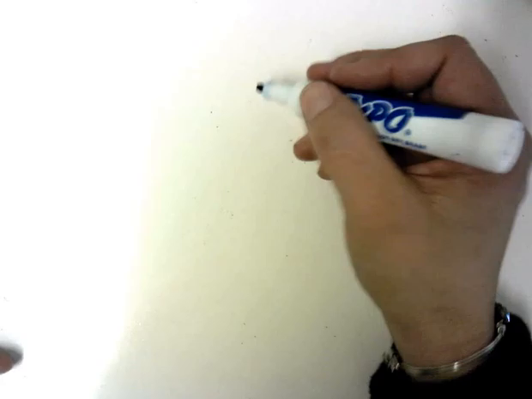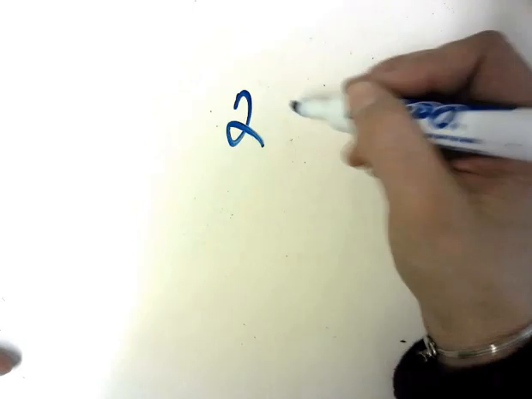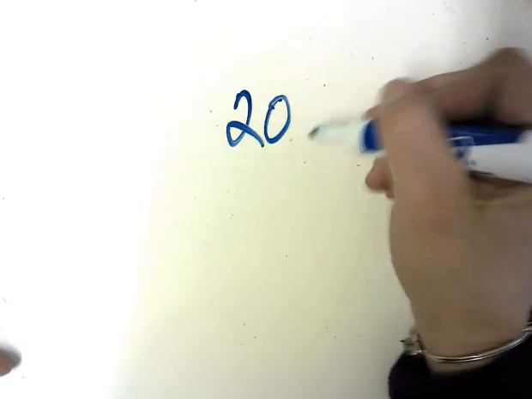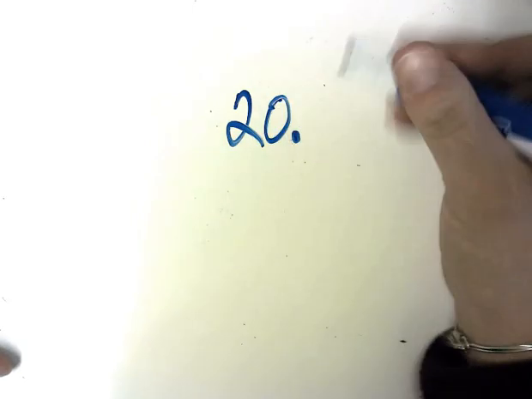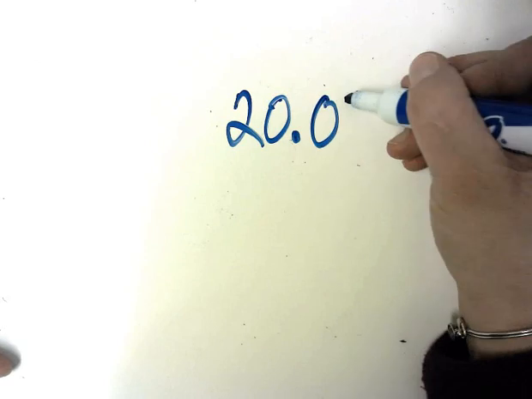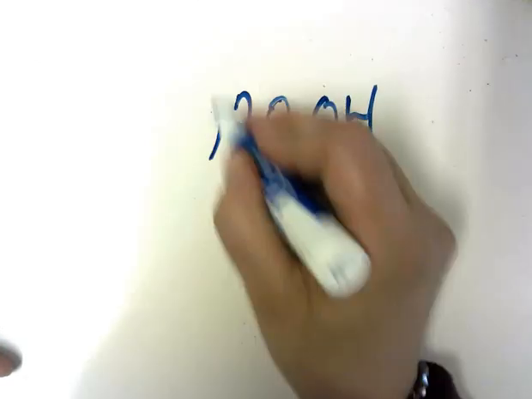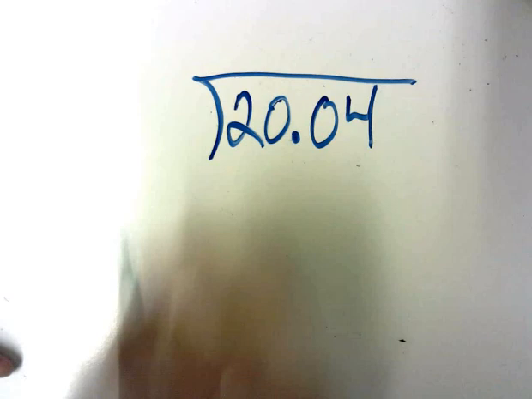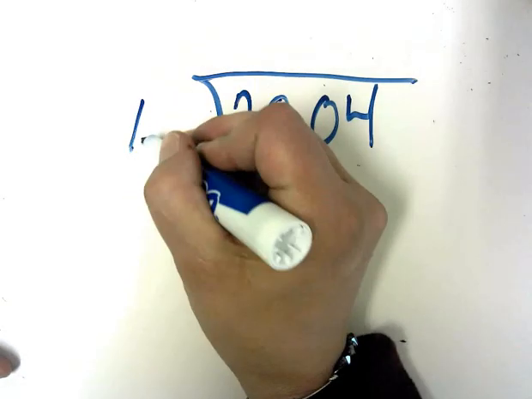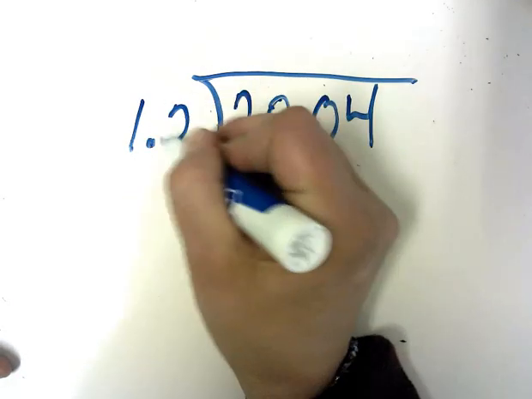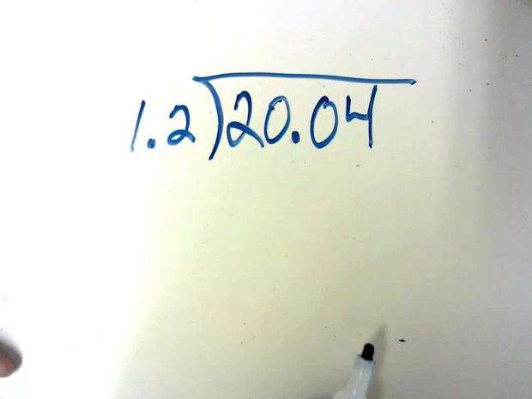We've talked about dividing with decimals before, but only when the dividend has a decimal point in it. That's the inside number, the dividend. We haven't talked about dividing when the divisor also has a decimal point in it. So it's just a couple of extra steps.